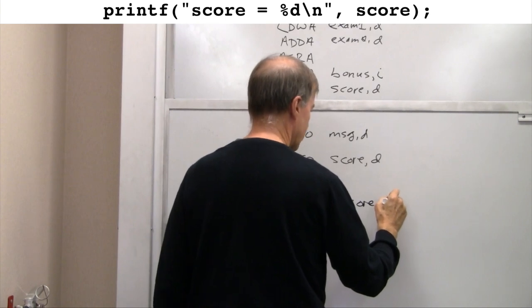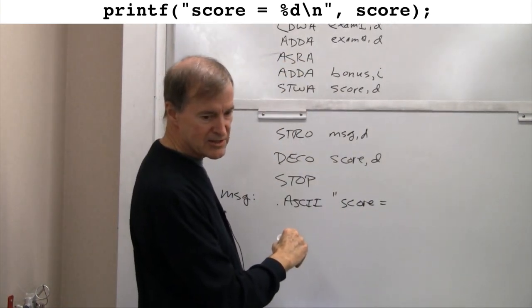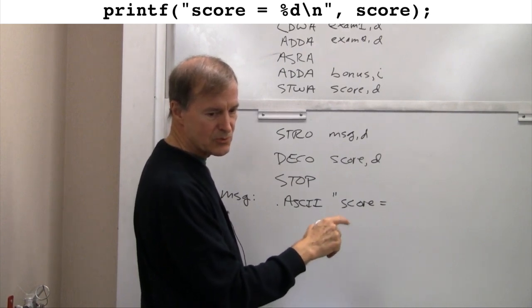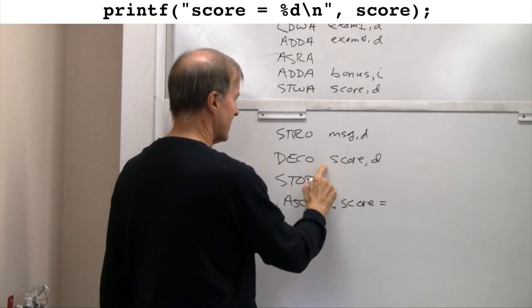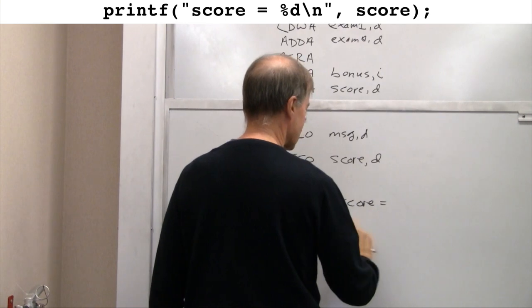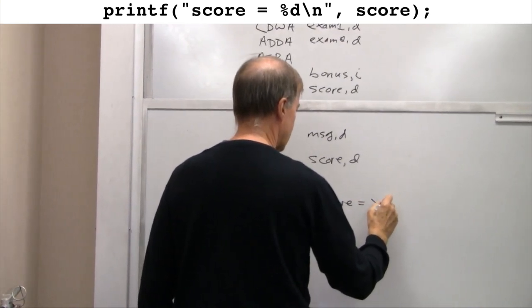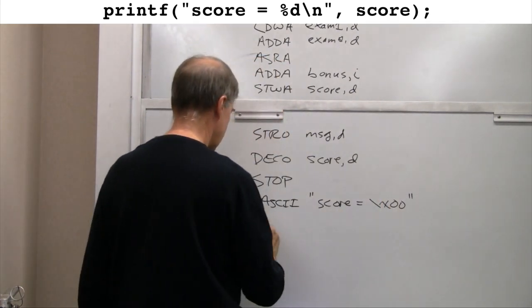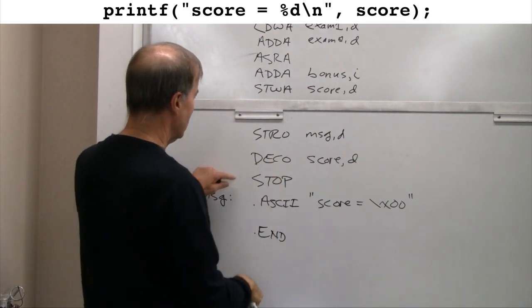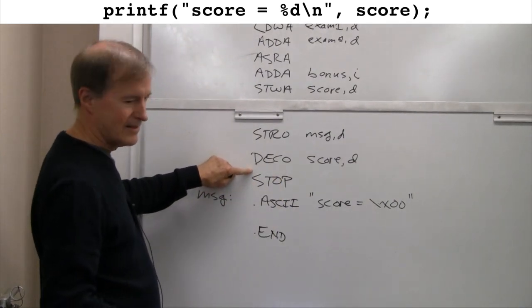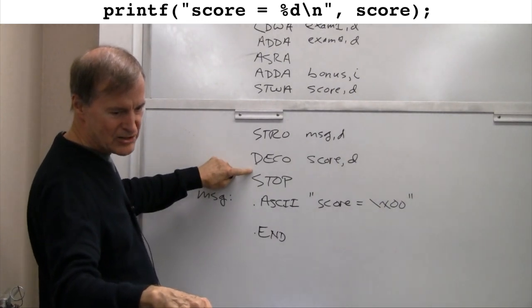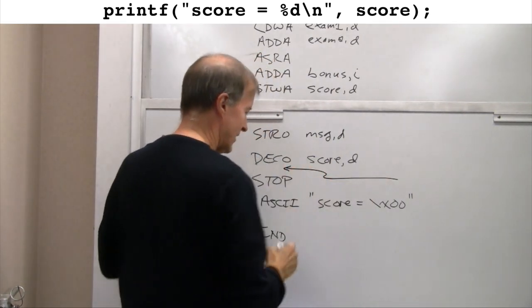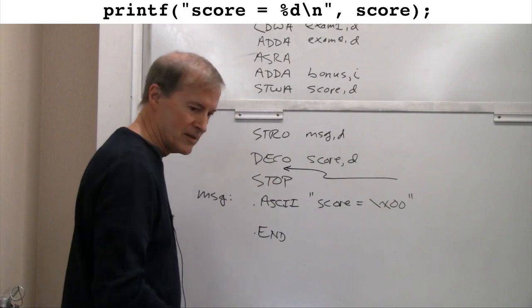Equals, and then don't we need a space, and then a what? Percent. Oh, and then the percent D, that's how the deso did that, right? So then this is a string, so we need a what? Yes, a bash X, 0, 0. Oh, shoot, I just realized something. We needed a... Because it also says we need to print out a bash n after the score. So I forgot. Anyway, let's see how well we did.